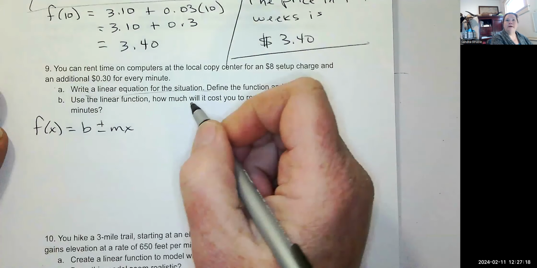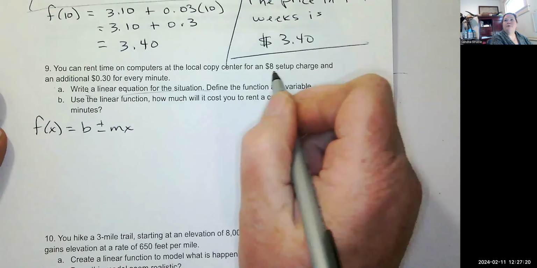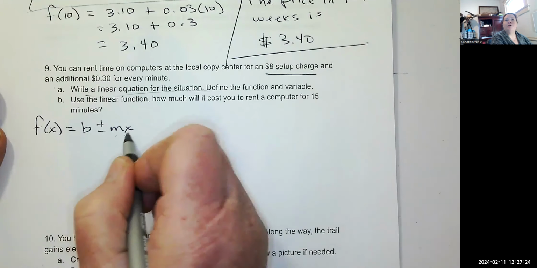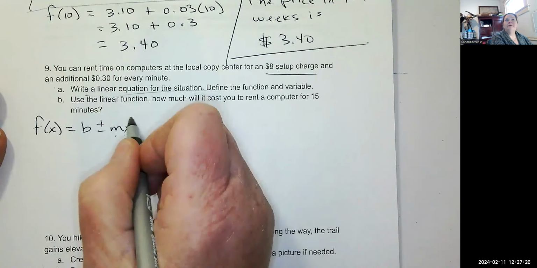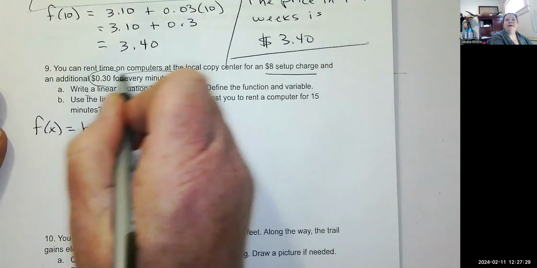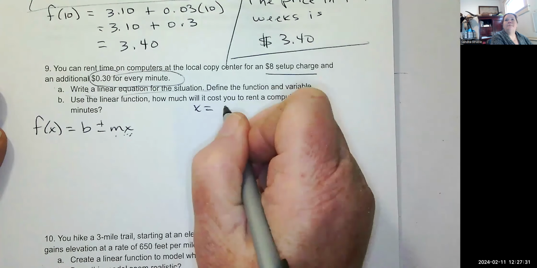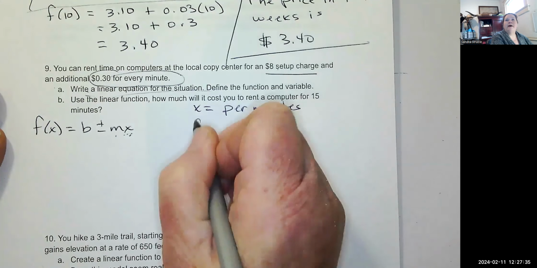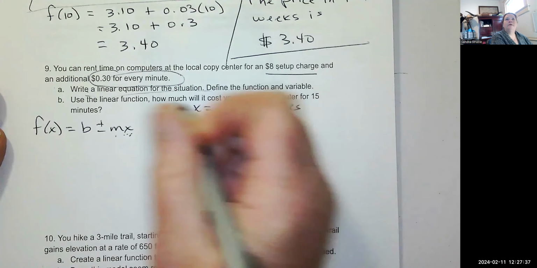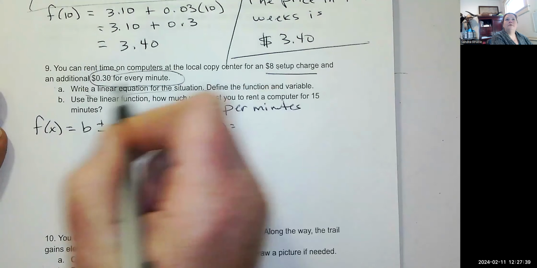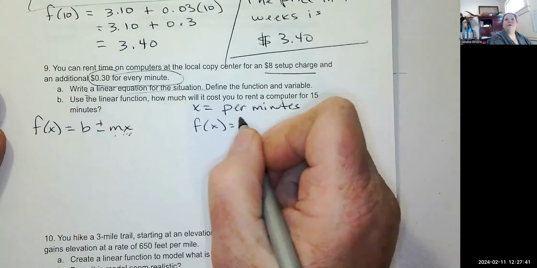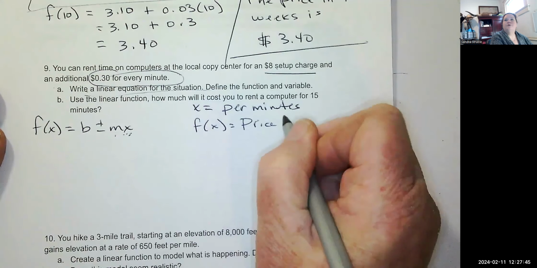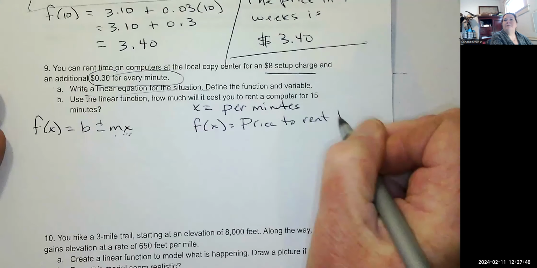b is my initial amount, or my setup charge. And then m is going to be my varying charge. This tells me it's 30 cents per minute. So that means that x has to be per minute. These are my minutes. And my f of x is going to be the price to rent time on the computers.